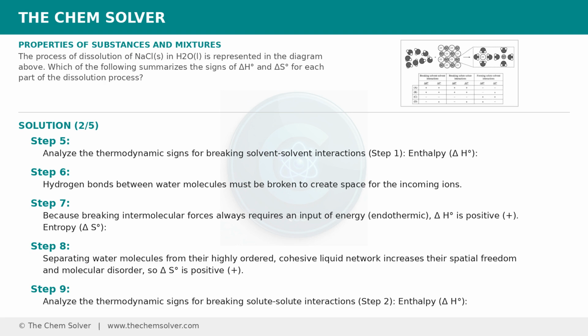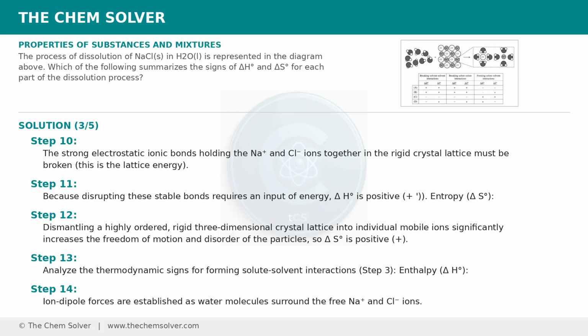Analyze the thermodynamic signs for breaking solute-solute interactions. Step 2. Enthalpy, delta H degrees. The strong electrostatic ionic bonds holding the Na+ and Cl- ions together in the rigid crystal lattice must be broken. This is the lattice energy. Because disrupting these stable bonds requires an input of energy, delta H degrees is positive, plus.